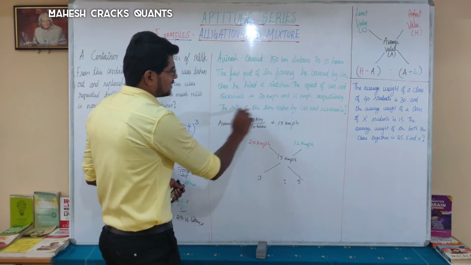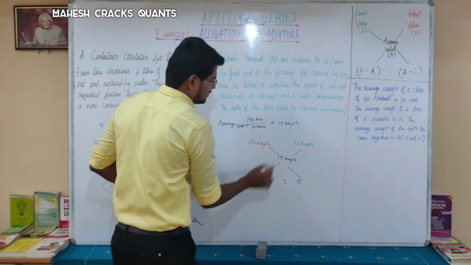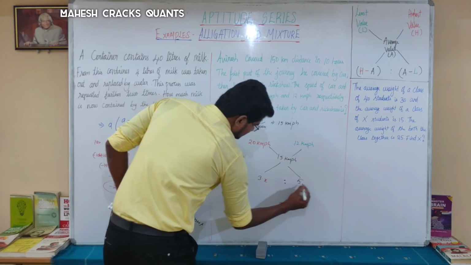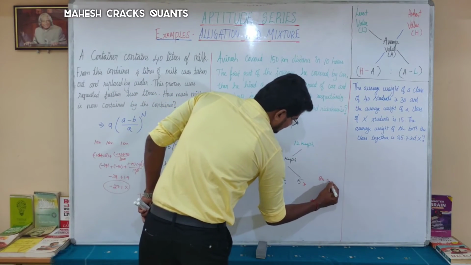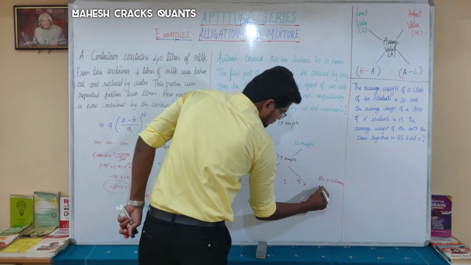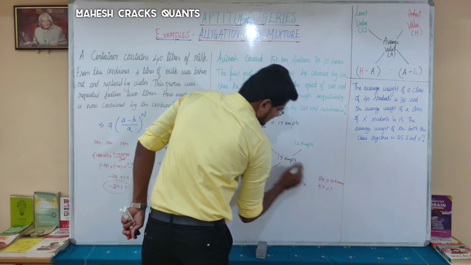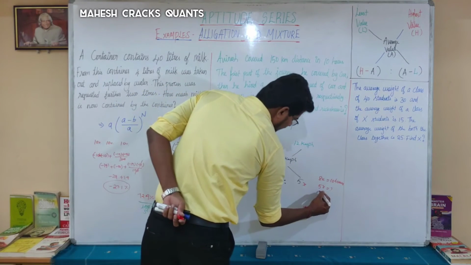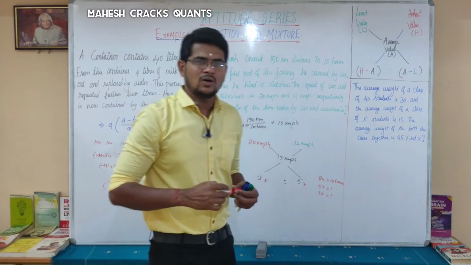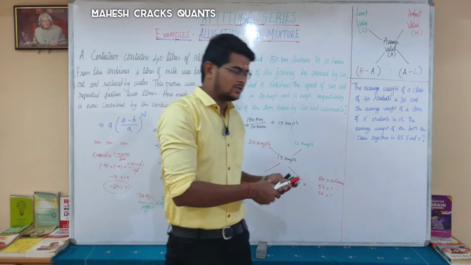But here the question is the ratio of the time taken by car and rickshaw. Car is 3 and this is 5. 3x, 5x, total is 8x. 8x time is 10 hours, as given. If the question is about time taken by rickshaw, you have to find 5x. If the question is about time taken by car, it is 3x. That's it. You can find out all the values. Okay, let's move on to the next question.